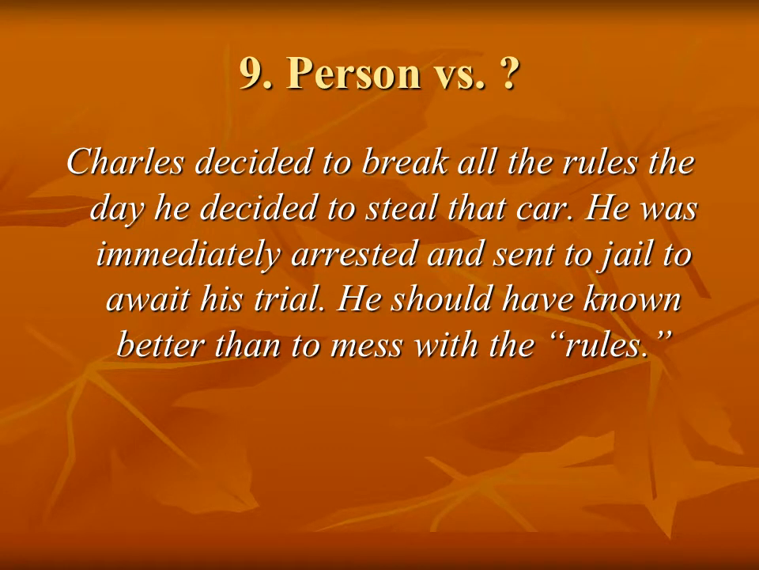"Charles decided to break all the rules the day he decided to steal that car. He was immediately arrested and sent to jail to await his trial. He should have known better than to mess with the rules." So, what can we say about this? Well, first of all, it's obvious that the protagonist, Charles, has decided to break the rules of society. Breaking the rules of society implies that he is going up against society. Thus, it is person versus society.